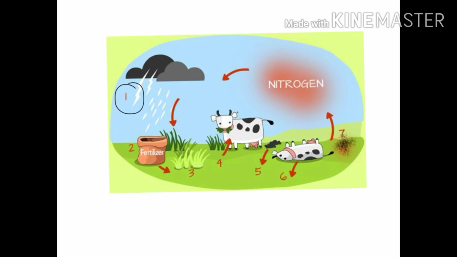As rain falls to the ground, it brings elemental nitrogen from the air down into the soil, which brings us to step number 2. At step number 2, bacteria in the soil and in plant roots change the nitrogen from the air into a more usable form for plants. This is called nitrogen fixation.